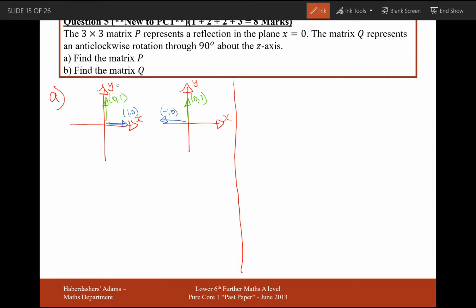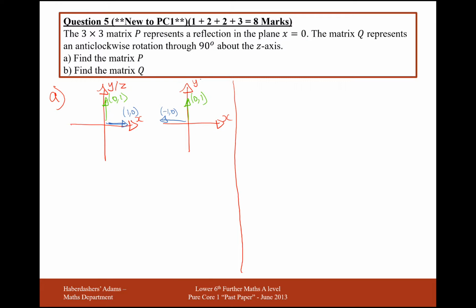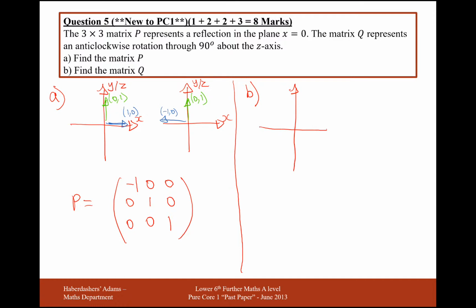This is going to happen exactly the same for the z-axis as well. So we don't need to draw out any other diagrams for that. That's going to stay exactly where it is. So what you can see happening here is the y and the z variable are going to stay exactly where they are. The x variable is going to be reflected over the x equals 0 line, so that's now a negative. Fill in the rest of the cells with zeros and you get your matrix P.